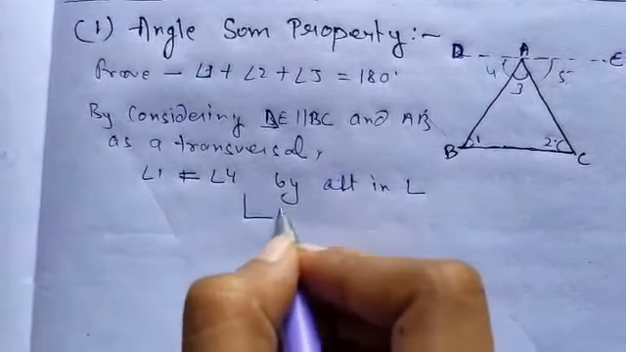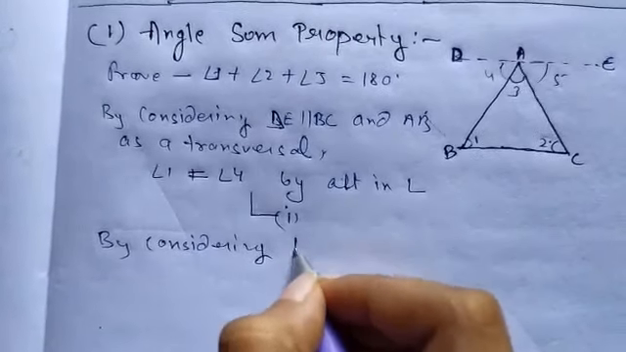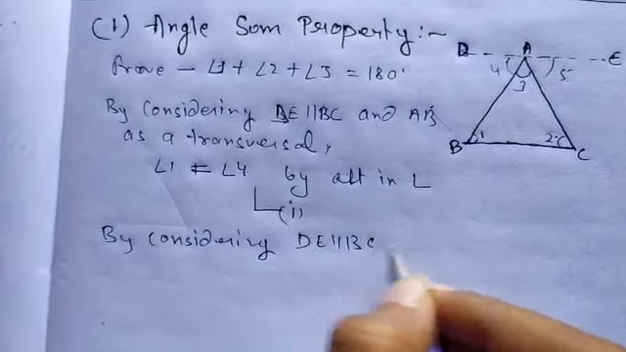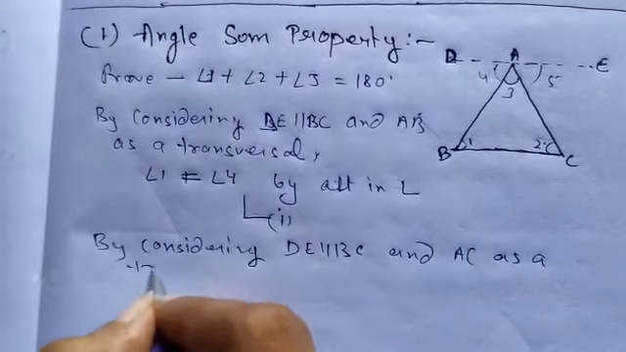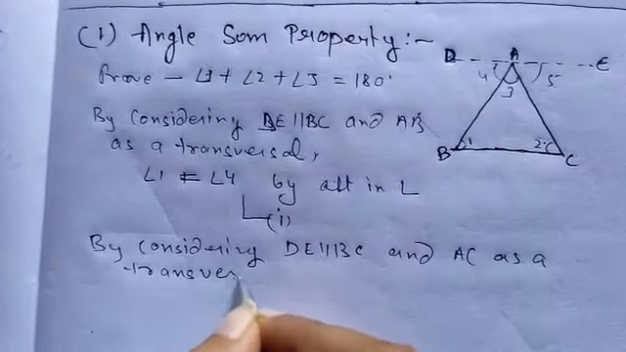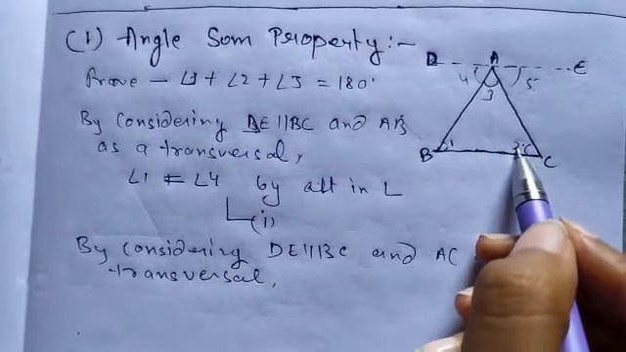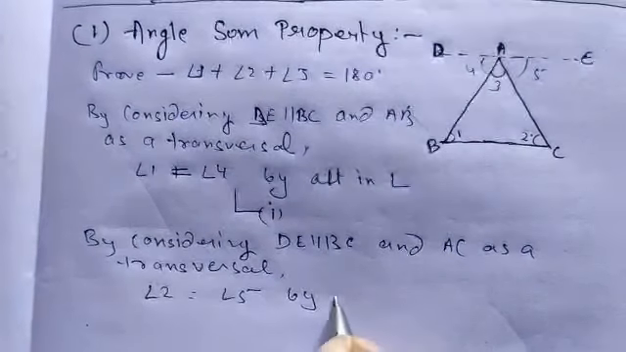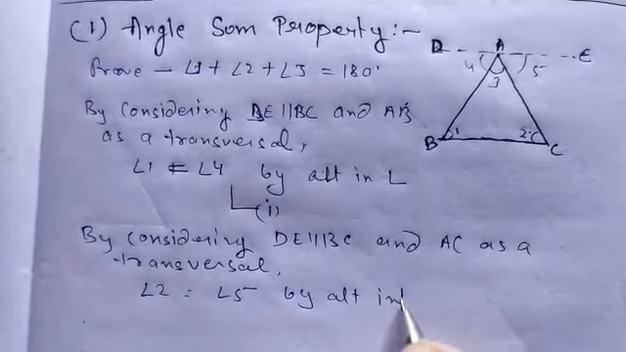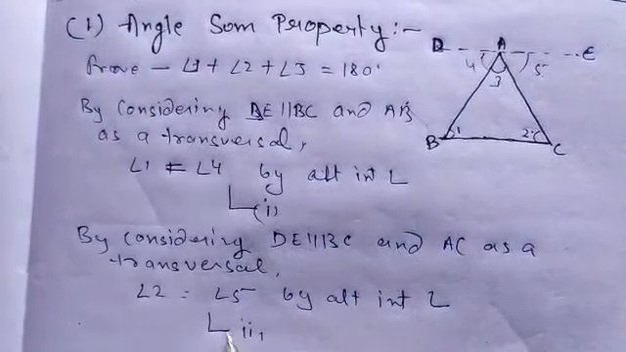equation. Now again, by considering DE parallel to BC and AC as a transversal, we can conclude angle 2 is equal to angle 5 by alternate interior angle, and this is our equation 2.